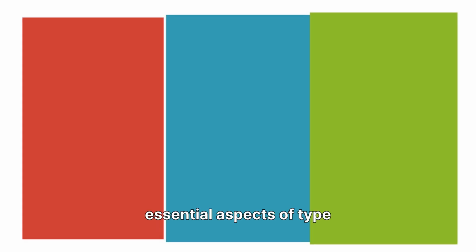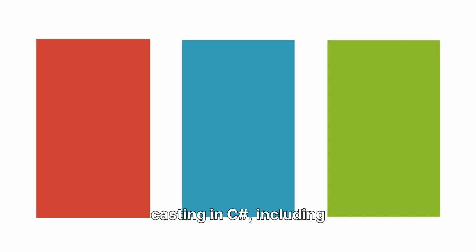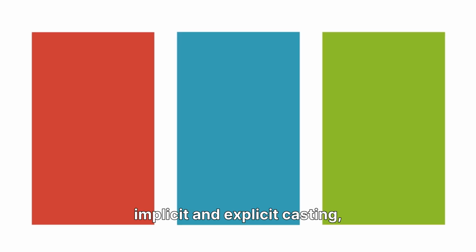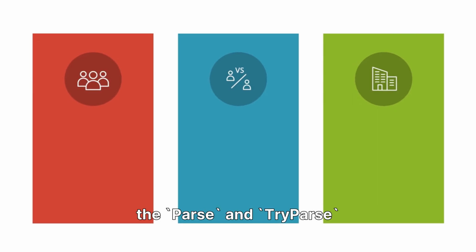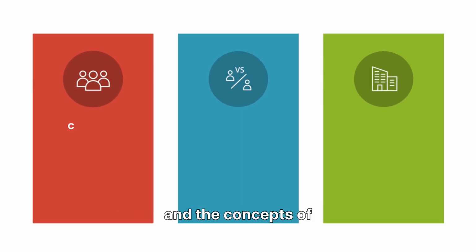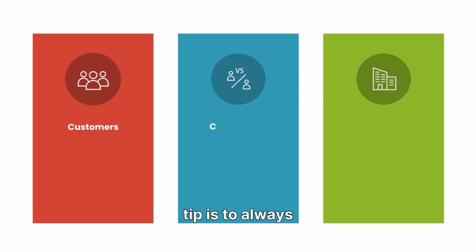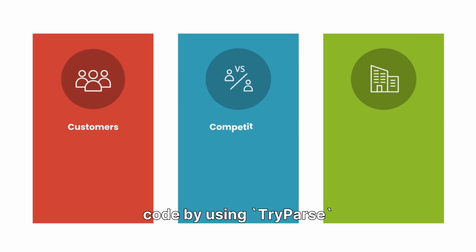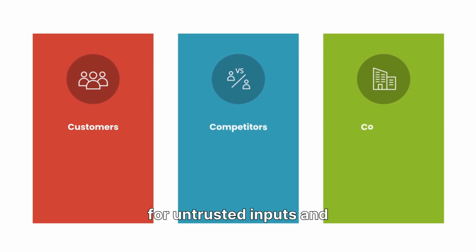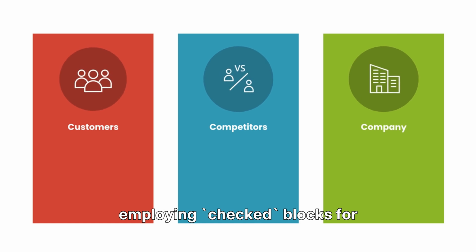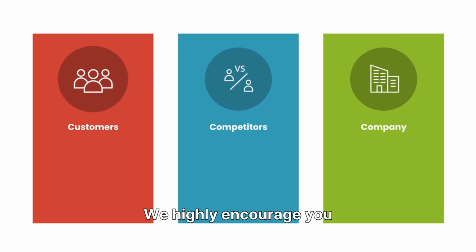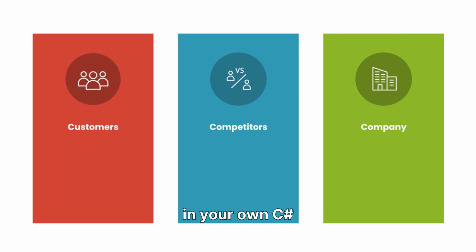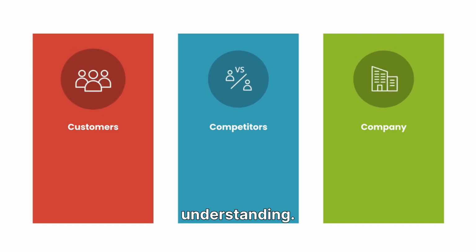We've now covered the essential aspects of typecasting in C#, including implicit and explicit casting, the versatile Convert class, the Parse and TryParse methods for string conversions, and the concepts of boxing and unboxing. A key takeaway and tip is to always prioritize safety in your code by using TryParse for untrusted inputs and employing checked blocks for explicit casts where overflow is a concern.